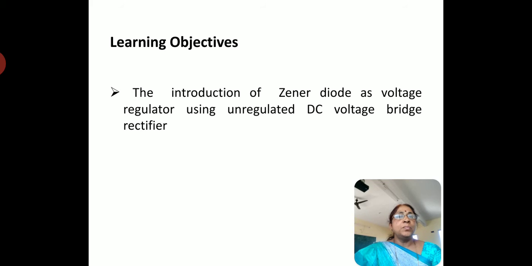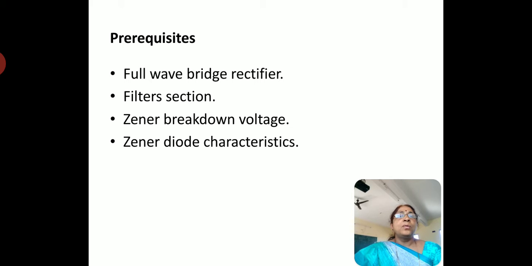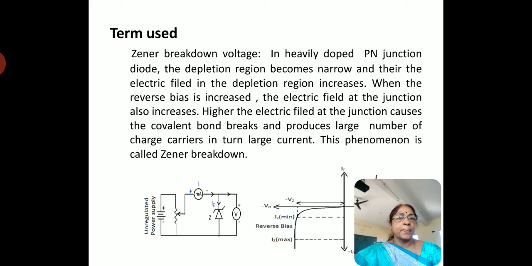The learning objective of this session is to introduce the Zener diode as a voltage regulator using an unregulated DC voltage bridge rectifier. We need some prerequisites: the full wave bridge rectifier, filter section, Zener breakdown voltage, and Zener diode characteristic. By knowing this, we can easily understand how the Zener diode acts as a voltage regulator.